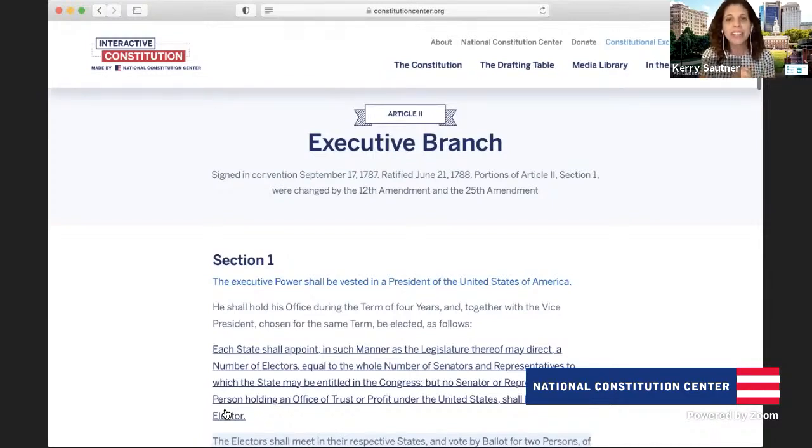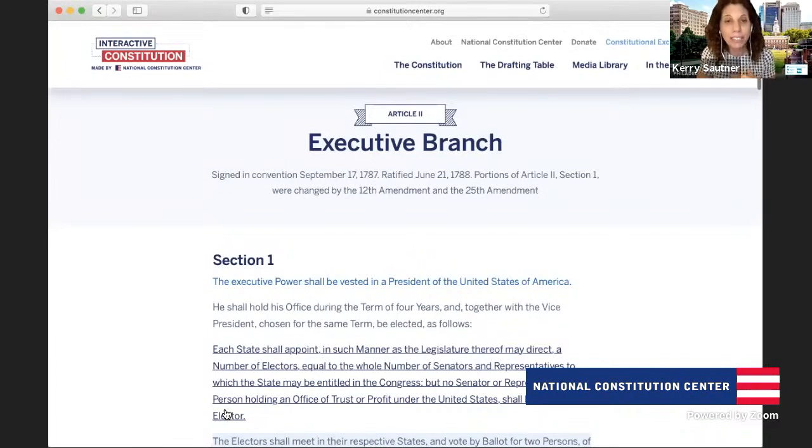Second question. In the early days of the Republic, most presidents only served 2 terms in office. Which president established that precedent? Was it Jefferson? Was it Adams? Or was it Washington?